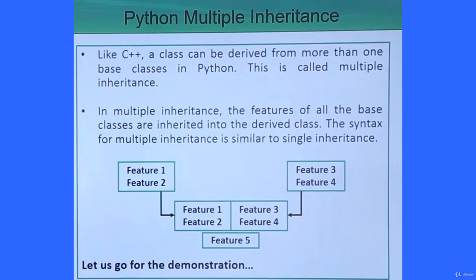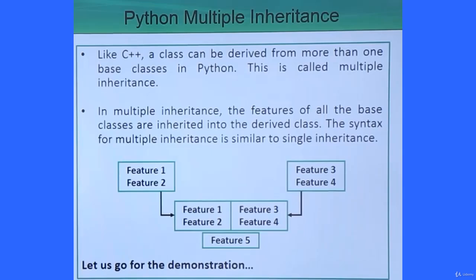Like C++, a class can be derived from more than one base class in Python, and this is called multiple inheritance. In multiple inheritance, the features of all the base classes are inherited into the derived class, and the syntax for multiple inheritance is similar to what we used in single inheritance.